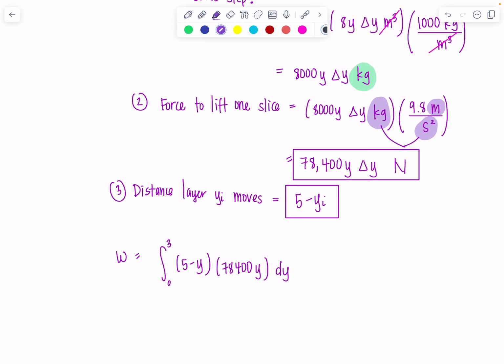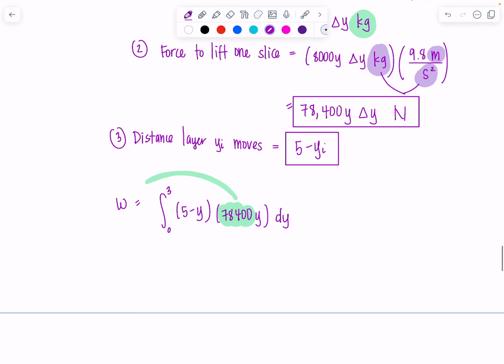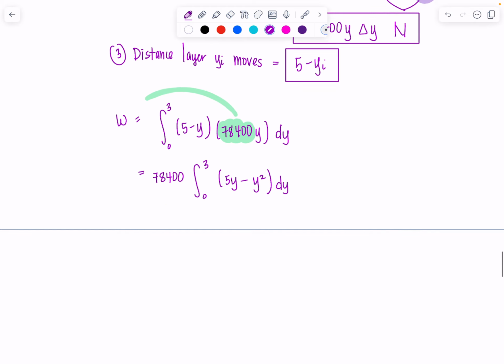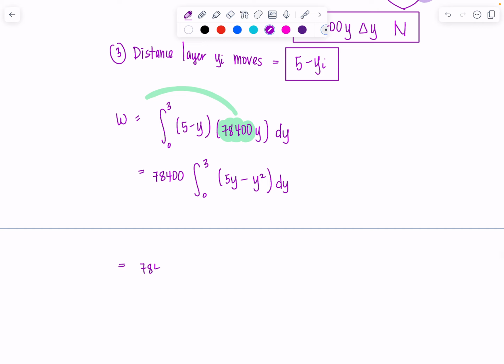Take this 78,400 out, please. So 78,400, integral 0 to 3. And then you see I have 5 minus y times y. So that's going to be 5y minus y squared dy, right? Good. So 78,400. Antiderivative is going to be 5 halves y squared minus 1/3 y cubed from 0 to 3.